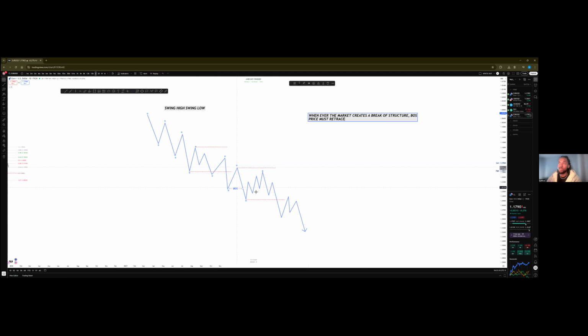We've broken structure. This high led to this low, broke this structure. What must happen? Market must retrace. Retrace where? To the equilibrium of that range from this high to this low. Price came above 50%, right above the 786 range. As long as it does not go past this 100 right here, this 1.1, that means it's still respecting the trend and it can now push down.